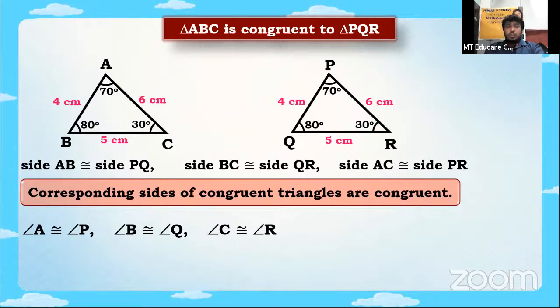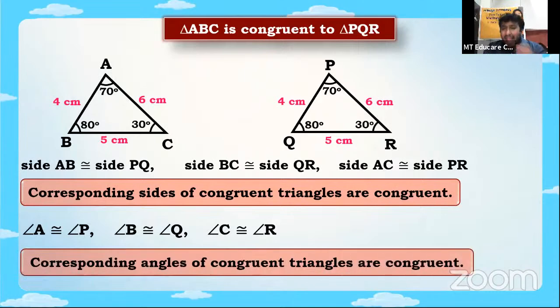So student, what did we observe? Corresponding angles are congruent. That means if two triangles are congruent, corresponding angles are also congruent. Superb. The thing will be corresponding angles of congruent triangles are congruent. So students, whenever the triangle is congruent, its three corresponding sides will also be congruent and its three corresponding angles will also be congruent. What do I mean by the word corresponding? Corresponding का मतलब होता है matching.